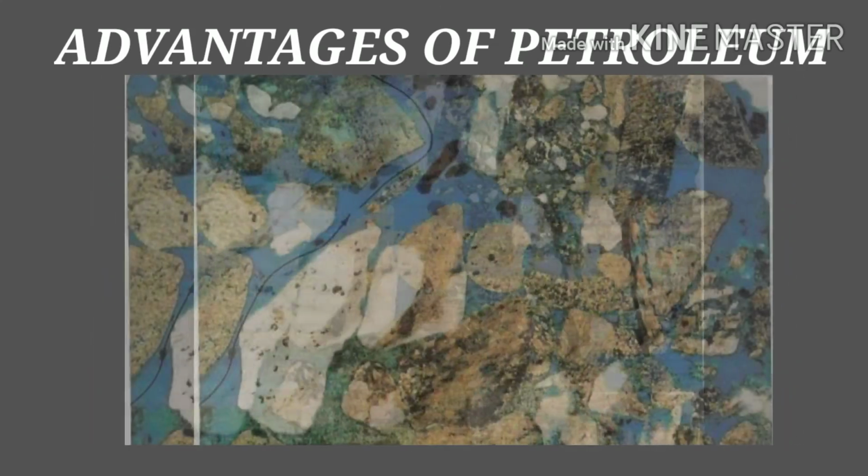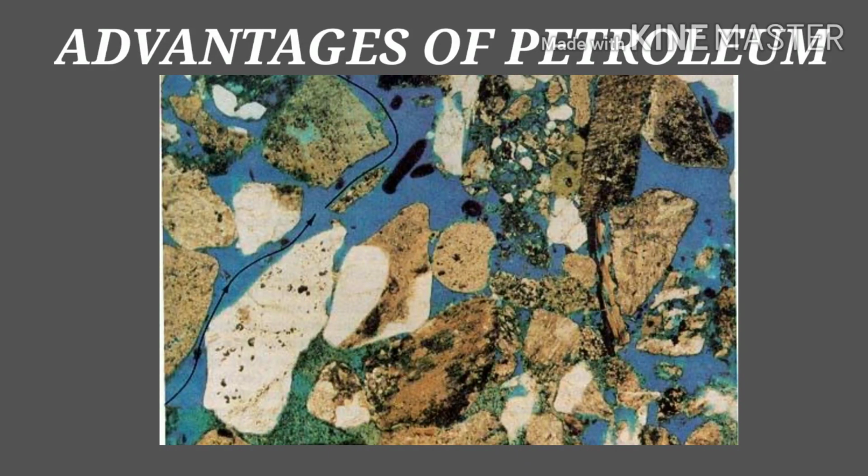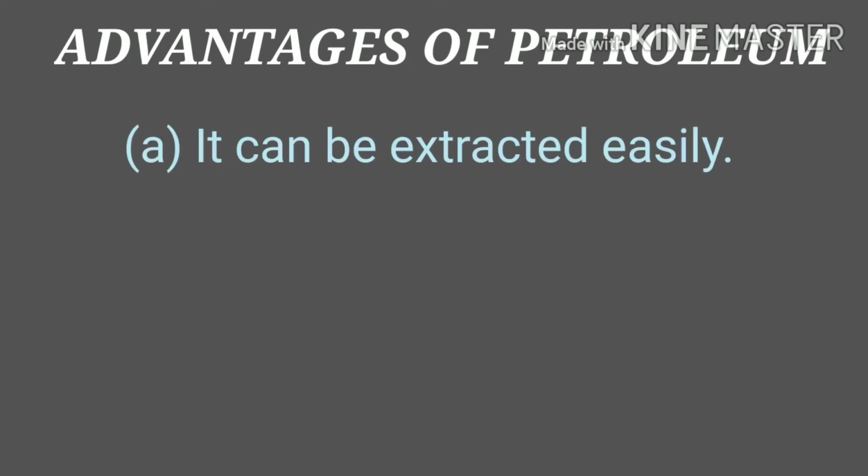Advantages of petroleum. Petroleum is a fossil fuel that accumulates in porous rocks from fossils of plants, animals, and other organisms that lived millions of years ago. Some of the advantages of petroleum are as follows. It can be extracted easily. Modern technologies exist for extracting oil beneath the ocean's surface or in special climatic conditions.